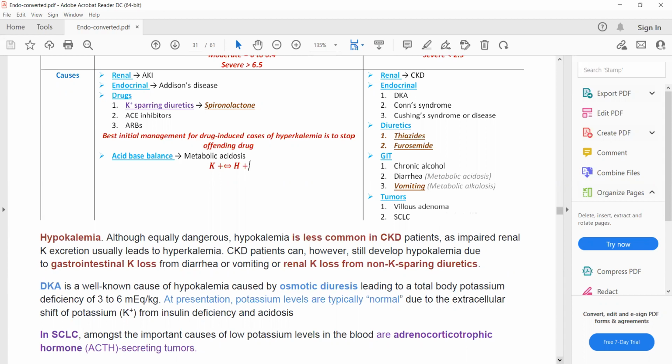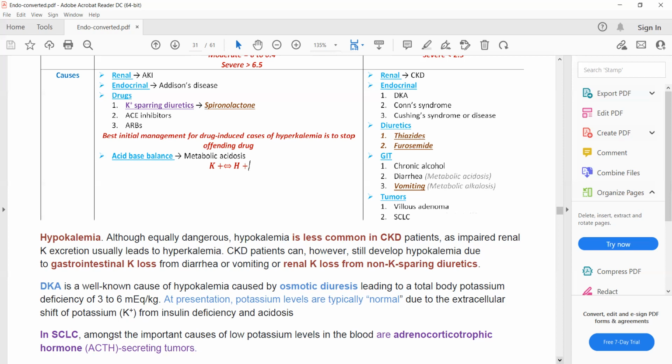Could you repeat that again? DKA can cause hypokalemia through osmotic diuresis. What is osmotic diuresis? In DKA, there is hyperglycemia, and when there is hyperglycemia, more glucose will be excreted in the kidney tubules. And when there is more glucose in the kidney tubules, it will cause osmotic diuresis, loss of water and electrolytes in the urine. So it can cause hypokalemia through this mechanism.